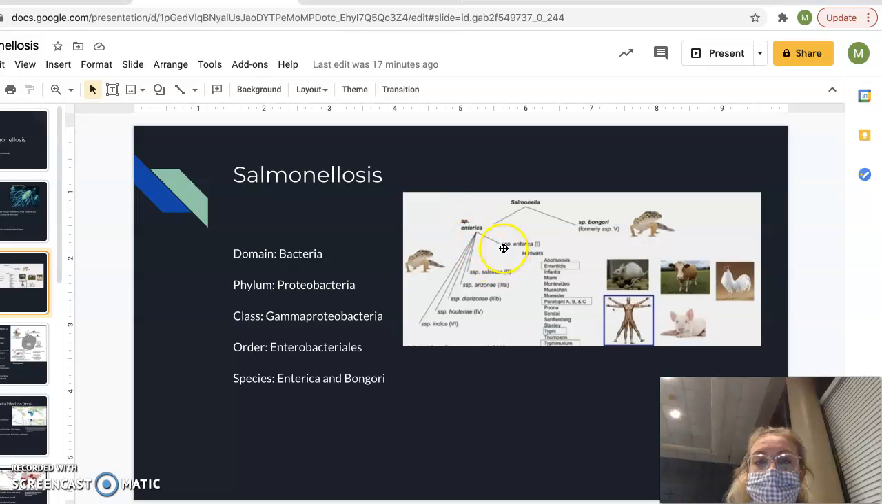Enterica has multiple subspecies. Subspecies Enterica is known to infect humans and mammals, and it includes about 2,000 serovars, which are just different strains of the bacteria, and the ones highlighted here are the ones known to cause infection in mammals and in humans.